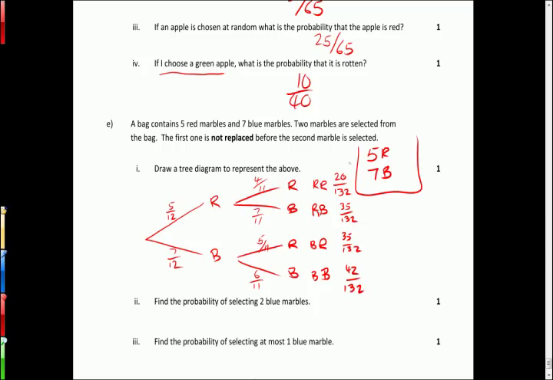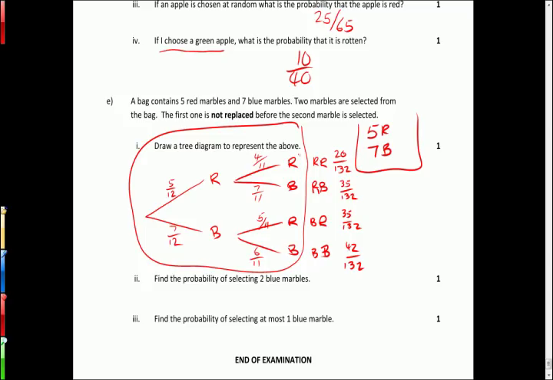And I want to check that all my numerators do add up to 132. 35 and 35 is 70, plus 20 is 90, plus 42 is 132. I've gone over the top. The only thing I needed to do to answer that question was this bit. But I like doing the other just to help me answer the questions. From the probability of selecting 2 blue marbles, I've already answered that, and I've already got my working there. It's 42 out of 132, blue and blue.